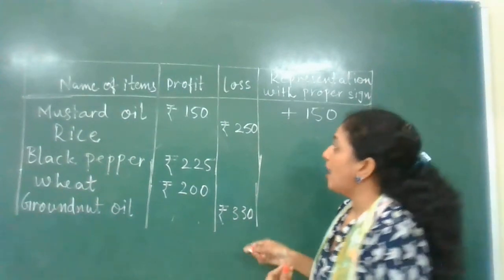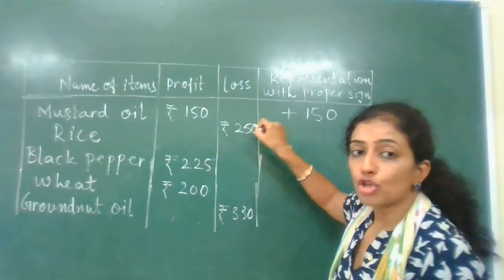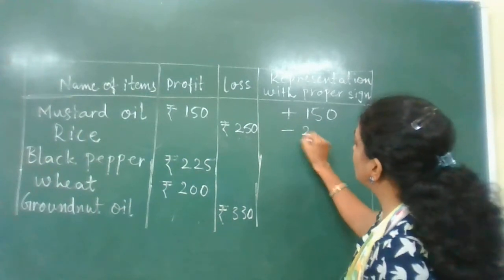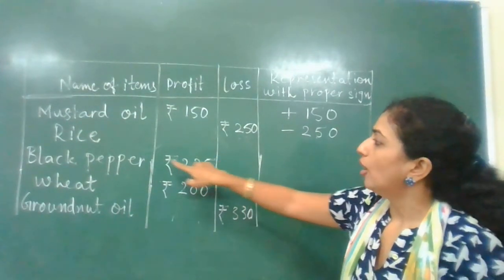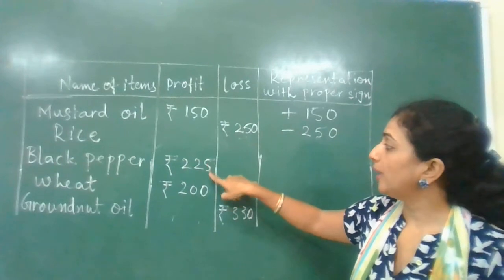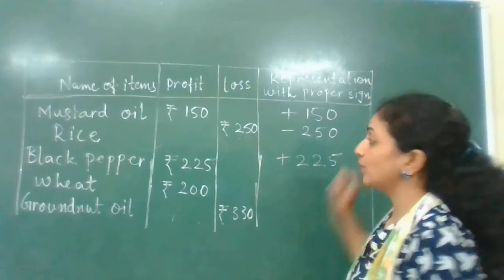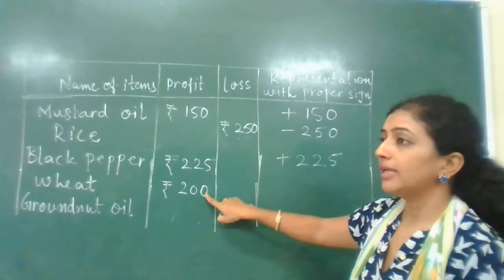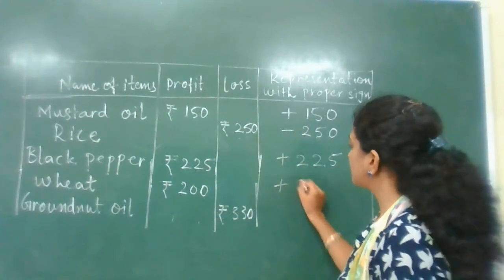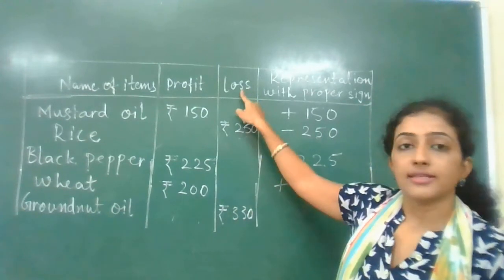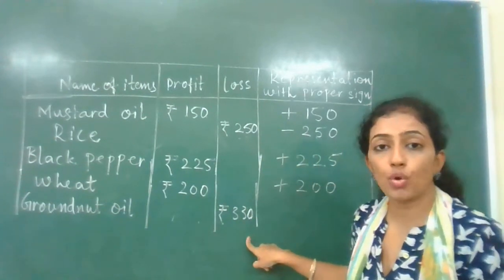Now the next, rice, is 250 rupees. It is a loss, so loss will be shown with the negative sign: minus 250. The third one is black pepper, 225. It's a profit, so we will show it with the plus sign: plus 225. The next is wheat, which is again a profit, so we'll show it as plus 200. The last one is groundnut oil, which is a loss, so we'll show it with the minus sign.